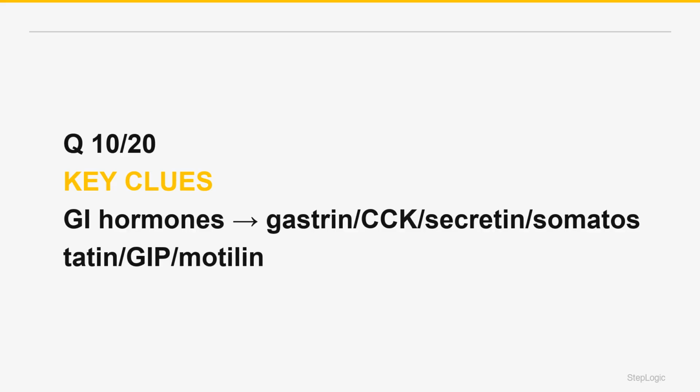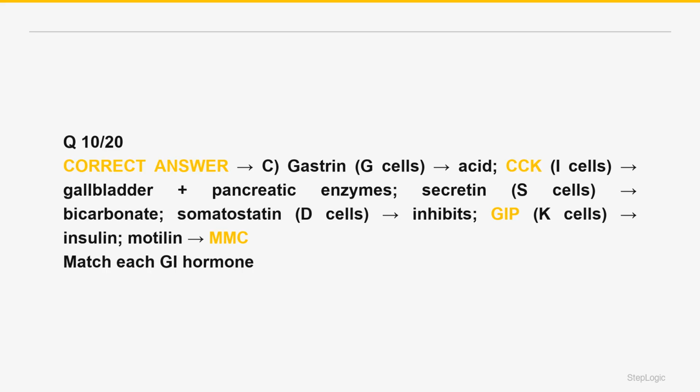The GI hormones each have a defined source cell and action. Gastrin comes from G cells in the gastric antrum and stimulates gastric acid secretion via parietal cells and ECL cell histamine, stimulated by stomach distension and amino acids and peptides. Cholecystokinin, CCK, comes from I cells of the duodenum, stimulated by fatty acids and amino acids, and causes gallbladder contraction, pancreatic enzyme secretion, and sphincter of Oddi relaxation. Secretin comes from S cells stimulated by acid in the duodenum and stimulates pancreatic and biliary bicarbonate secretion to neutralize acid. The correct answer is C.